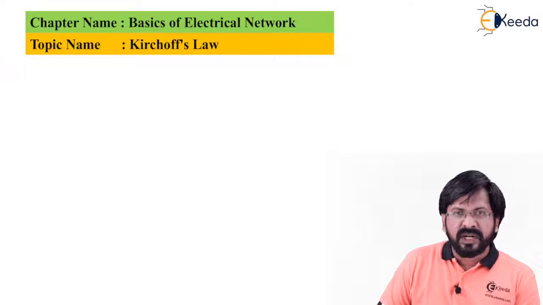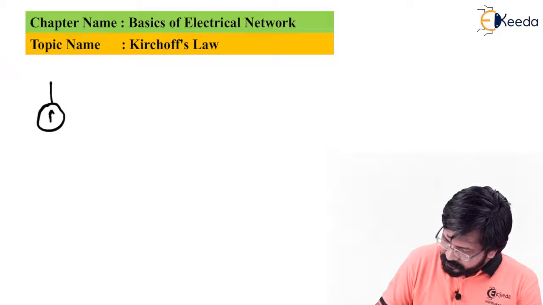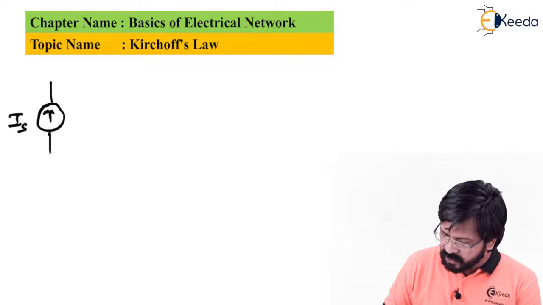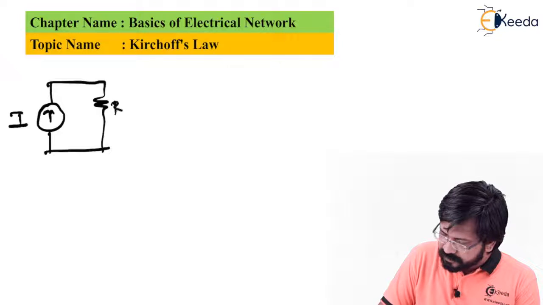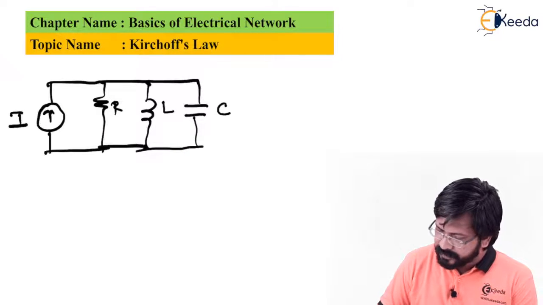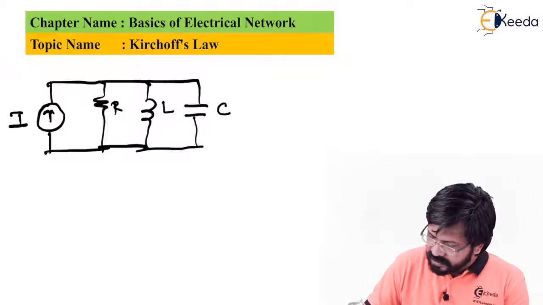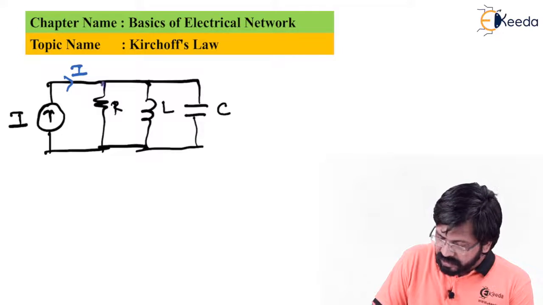Suppose to understand KCL, I'll draw a parallel circuit. Assuming one current source in the upward direction having magnitude IS, meaning it's a source current. In parallel with this, I have one resistor, one inductor, and one more element, let's say a capacitor. What I can see in this circuit is that the source current is I, and it forms a node over here.